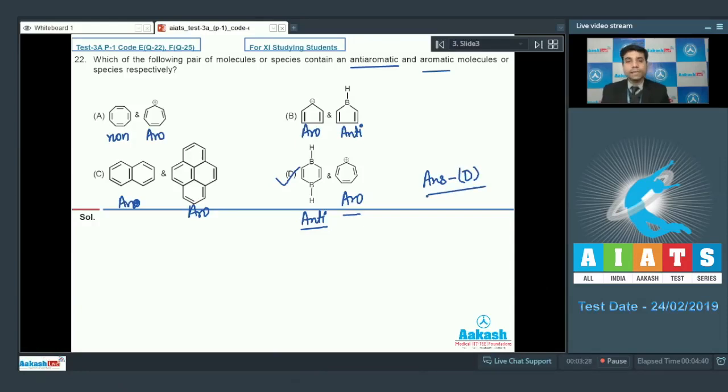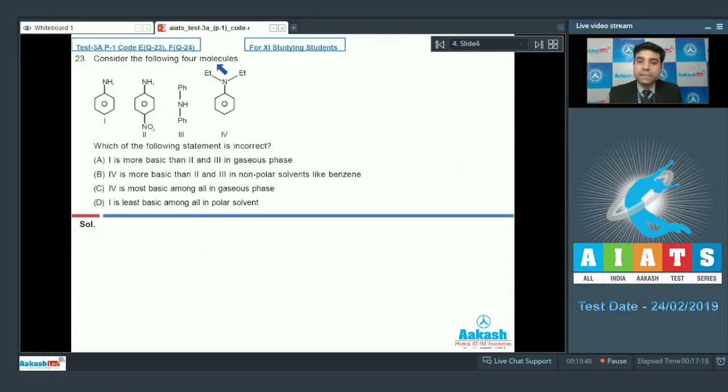Now let's move to the next question. This is the next question we have. It says, consider the following 4 molecules. These are the 4 molecules we have. It says, which of the following statements is incorrect? Here we need to find the incorrect statement. Let's go through all these statements one by one.